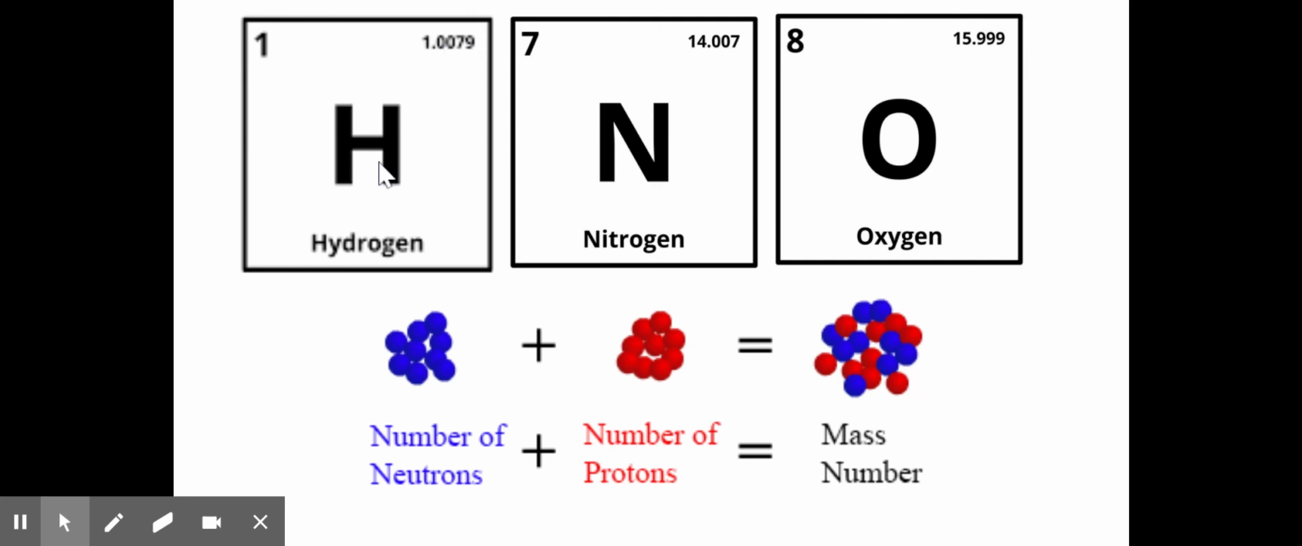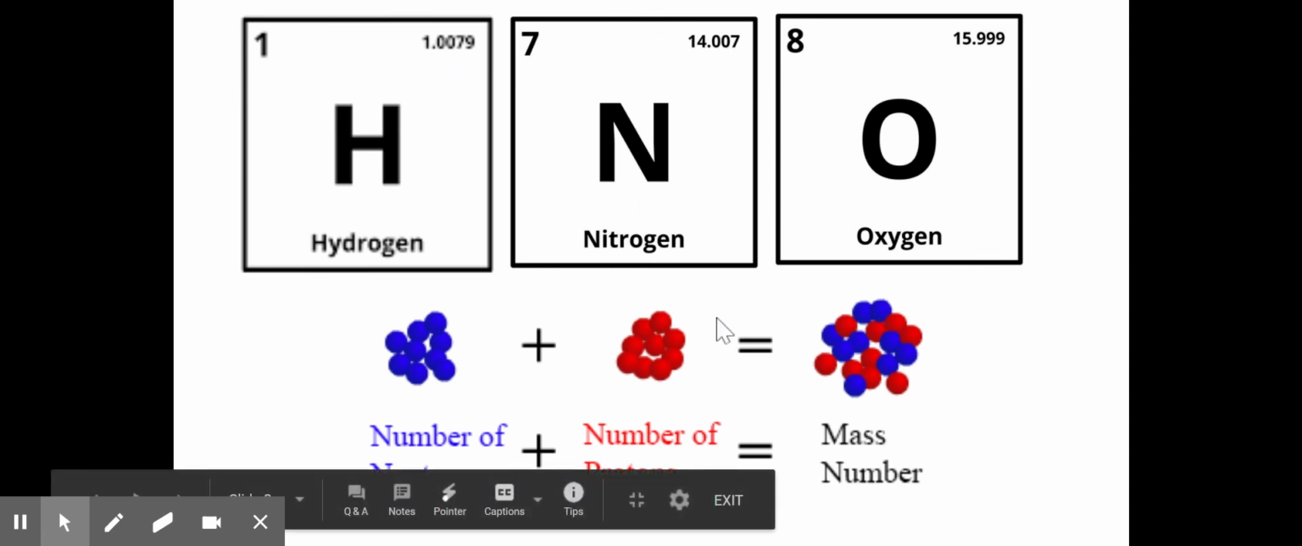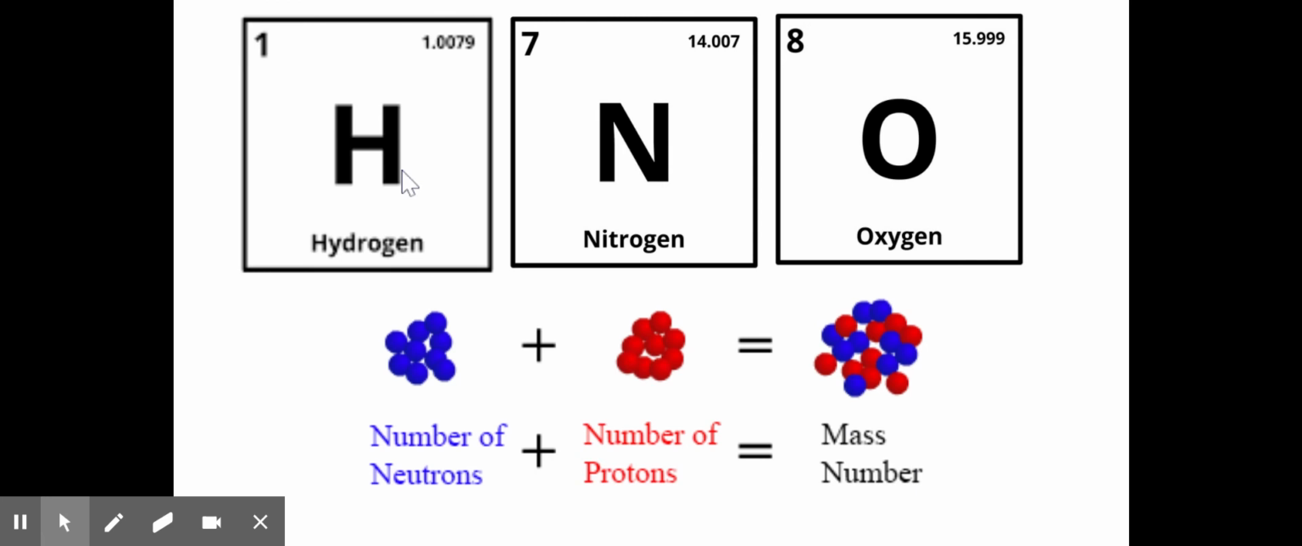For example, hydrogen has number 1 over here, which tells us it has 1 proton. And this is also number 1, meaning the mass number is 1. So it tells us hydrogen does not have any neutron. Hydrogen only has a proton inside the nucleus. Eventually we are going to learn different kinds of hydrogen, but the typical hydrogen only has 1 proton.